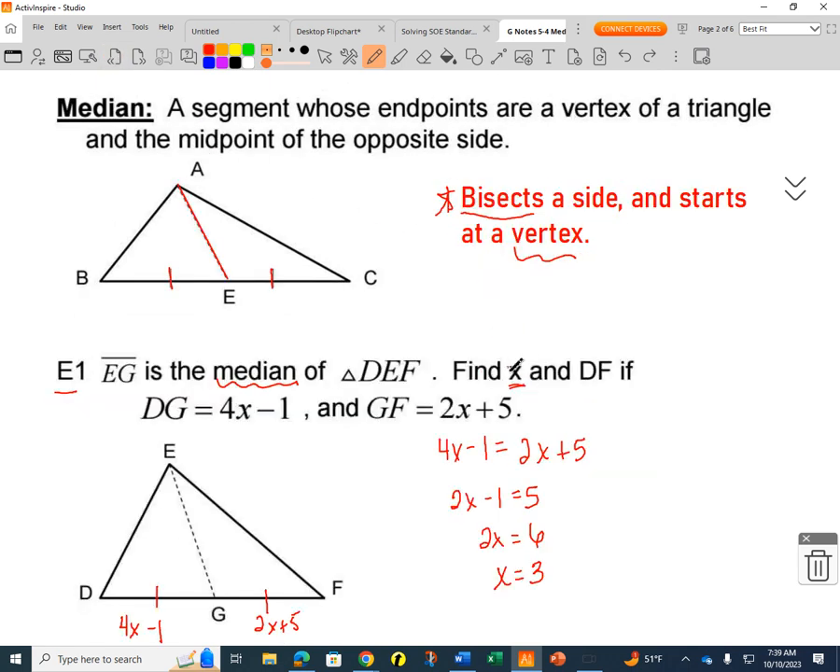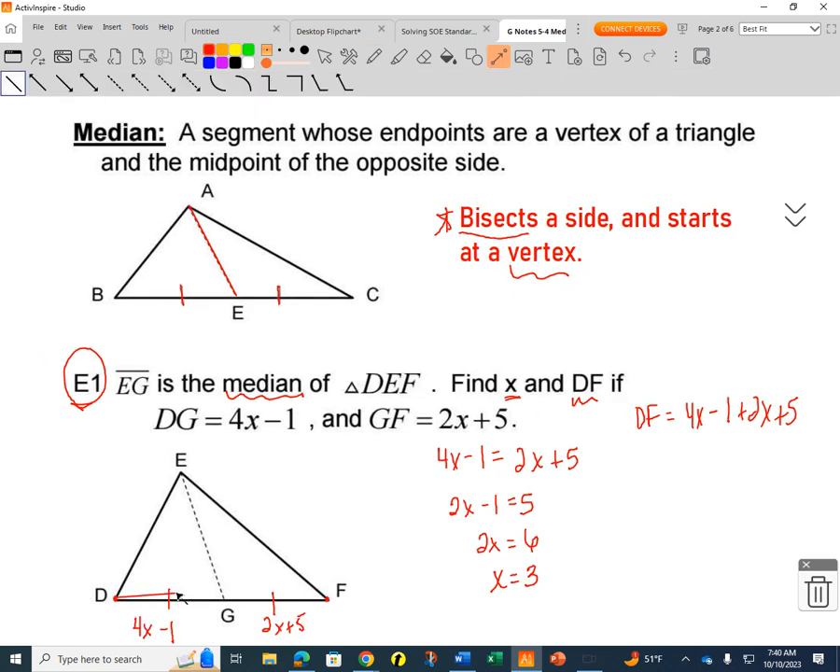Okay, we're going to go back to example 1. It said find x and DF, so we forgot to do that. This is DF here. We know that DF is equal to 4x minus 1 plus 2x plus 5, because it's this segment plus this segment equals the whole thing from here to here. So make sure you're reading the directions. Don't skip any parts like I did.